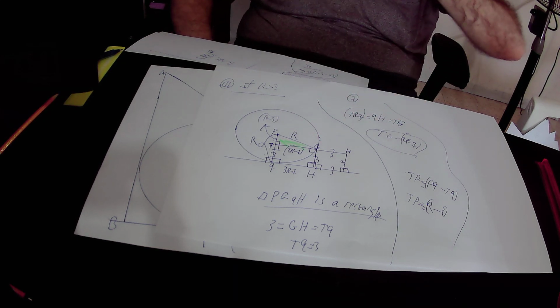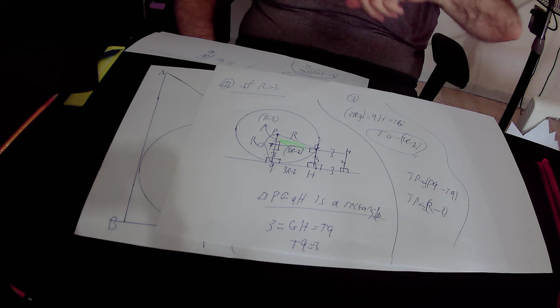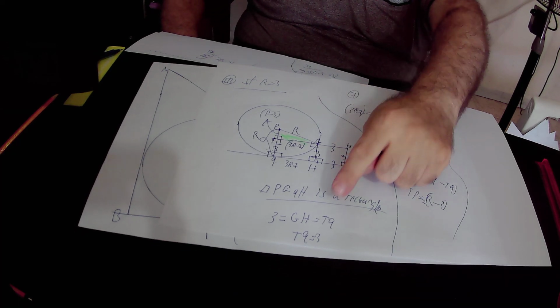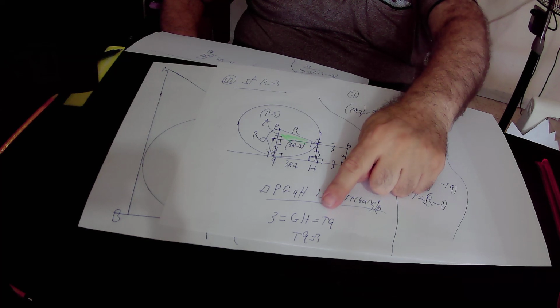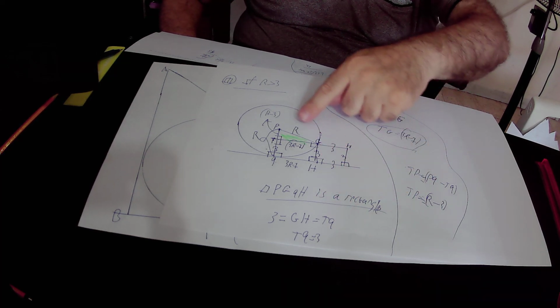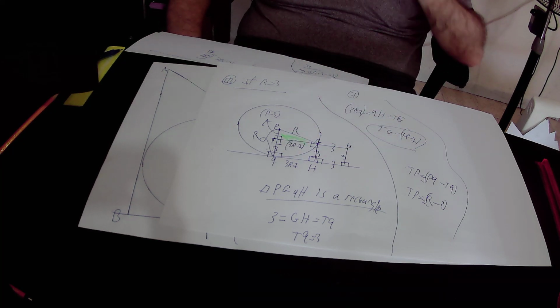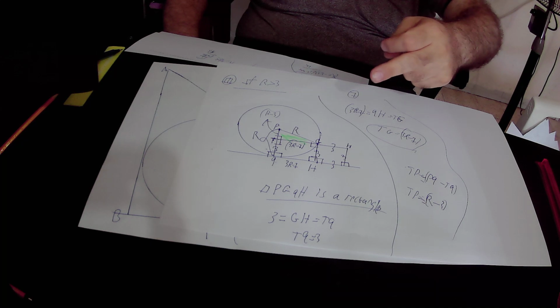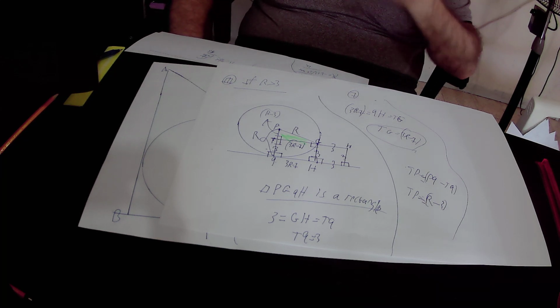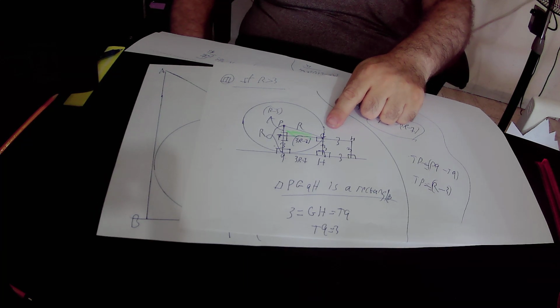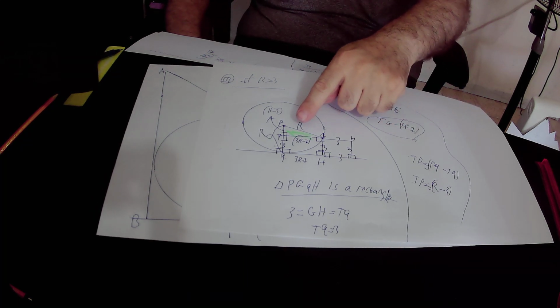TGQH has 4 right angles, therefore it is a rectangle, and the opposite sides of a rectangle are equal to each other. That is to say, GH equals TP. But TP is the radius of the circle. No, but before that, actually, from point G, we go perpendicular on the radius PQ.